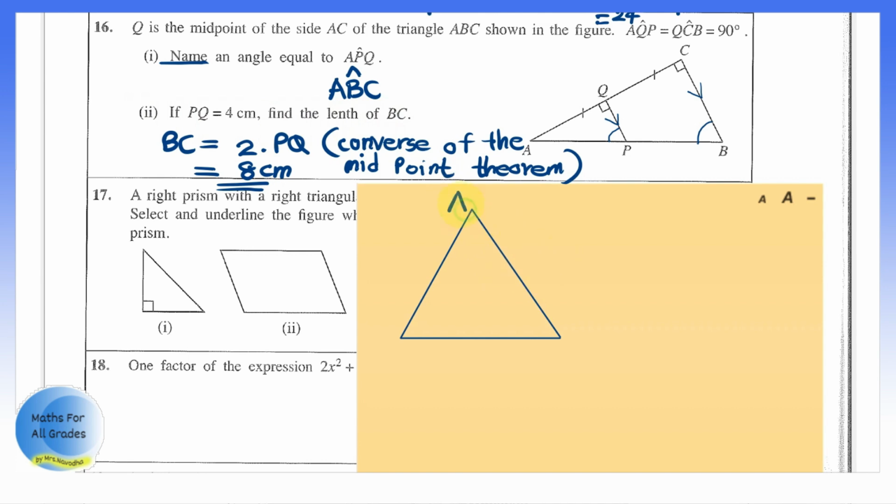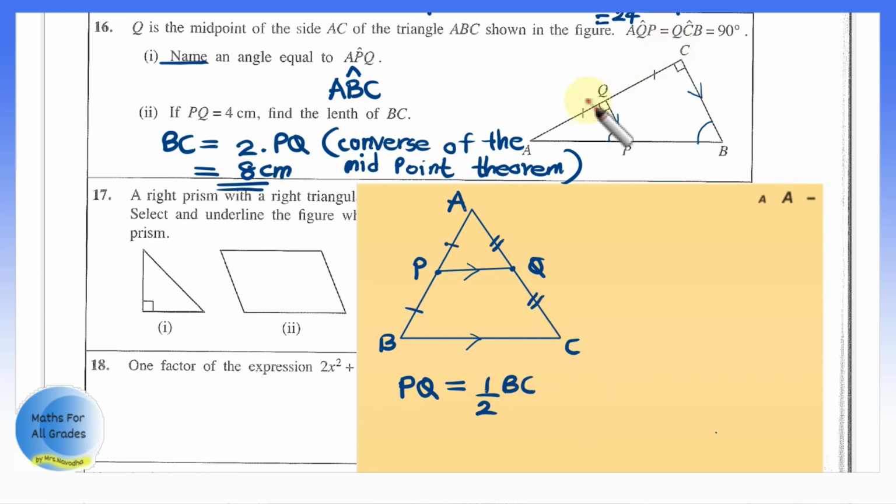Let's name this triangle ABC. Let's take the midpoint of AB as P and the midpoint of AC as Q. The line through the midpoints of two sides of a triangle is parallel to the third side, and the length of PQ equals half of the BC length. So this is the midpoint theorem.